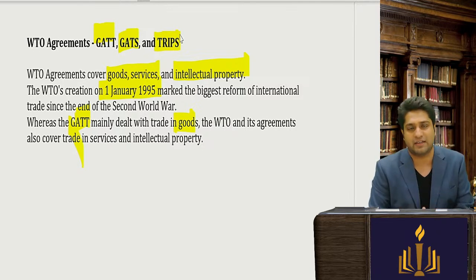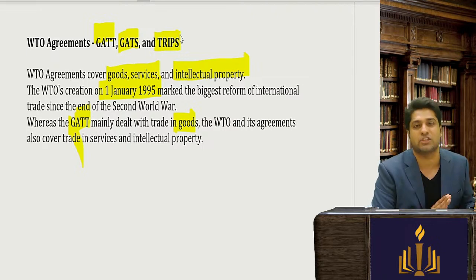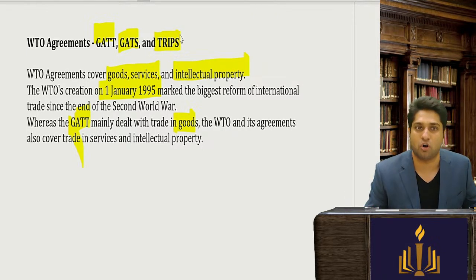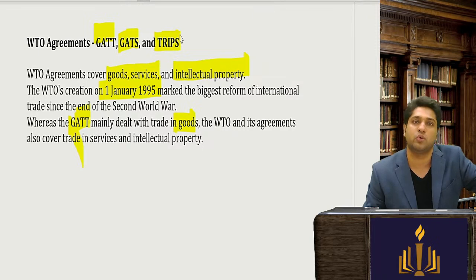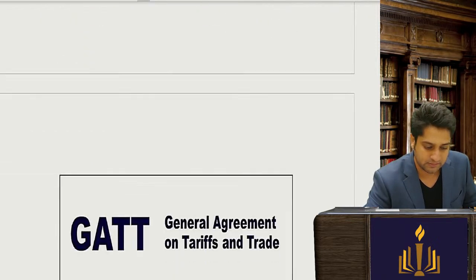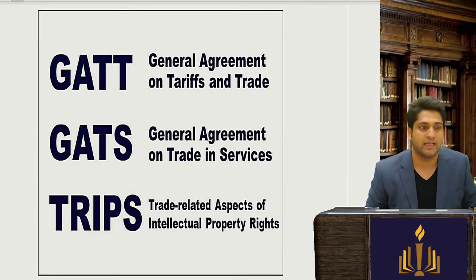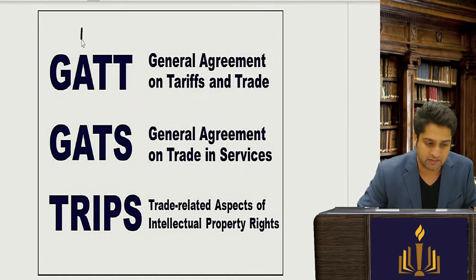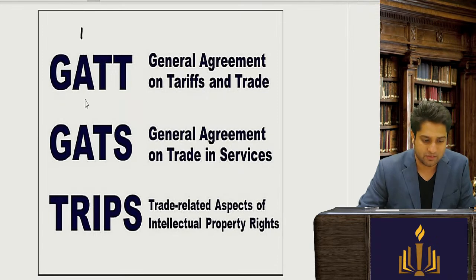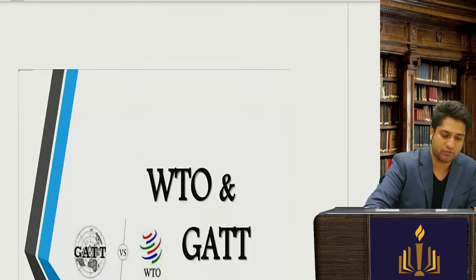So before I get into the Indian laws, we are going to talk about the international treaties and international organizations. Let's go into the depth of each of them. First, we have to understand the difference between GATT, GATS and TRIPS. First is what is GATT, second what is GATS, and what is TRIPS. So first let's get into the history of it.